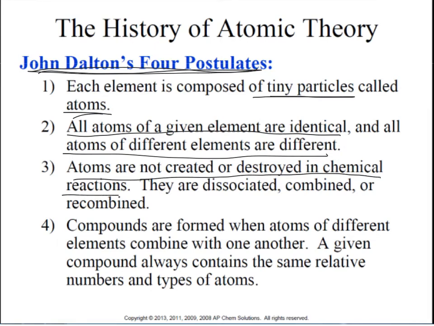So taking that from Lavoisier's work, right? They can be recombined and rearranged, but not destroyed. And then compounds are formed with atoms of different elements combined together, right? As we said on the previous slide, a compound always contains the same relative number and type of atoms, giving it unique characteristics.